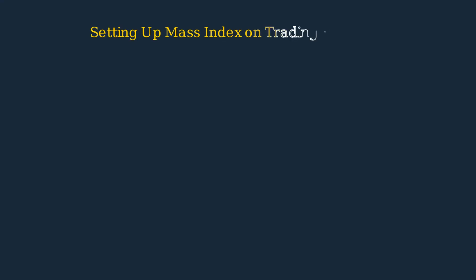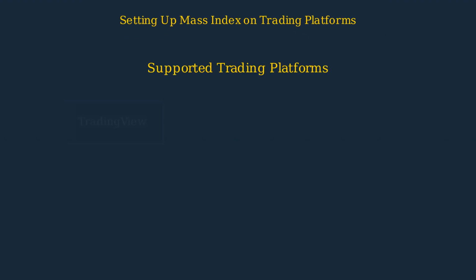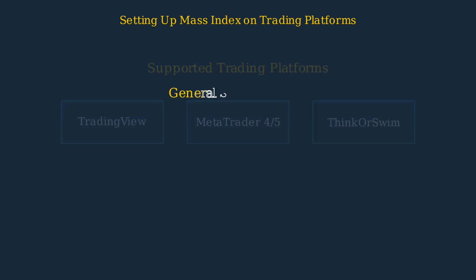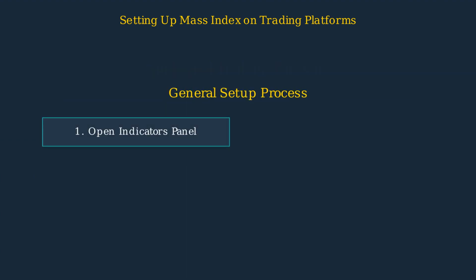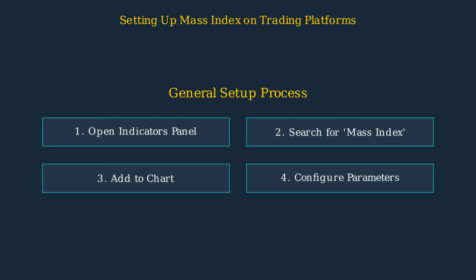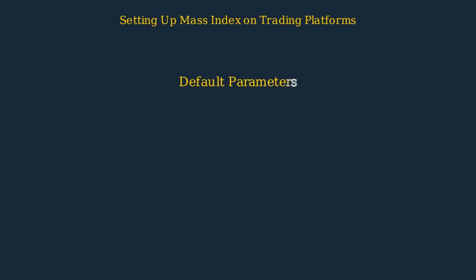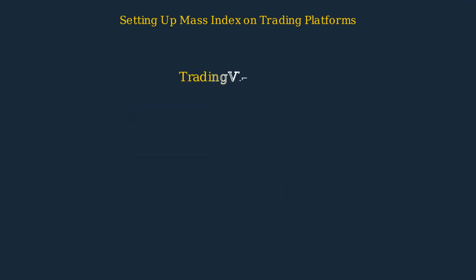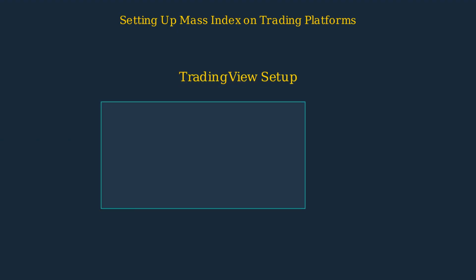Most major trading platforms include the mass index indicator in their technical analysis tools. Let's look at the most popular platforms where you can easily access and set up the mass index indicator. The general process for adding mass index to your charts follows these four simple steps. The default settings are typically a 9-period EMA for range calculations and a 25-period summation window with a 9-period signal line. Let's walk through the process of adding mass index on TradingView, one of the most popular platforms.